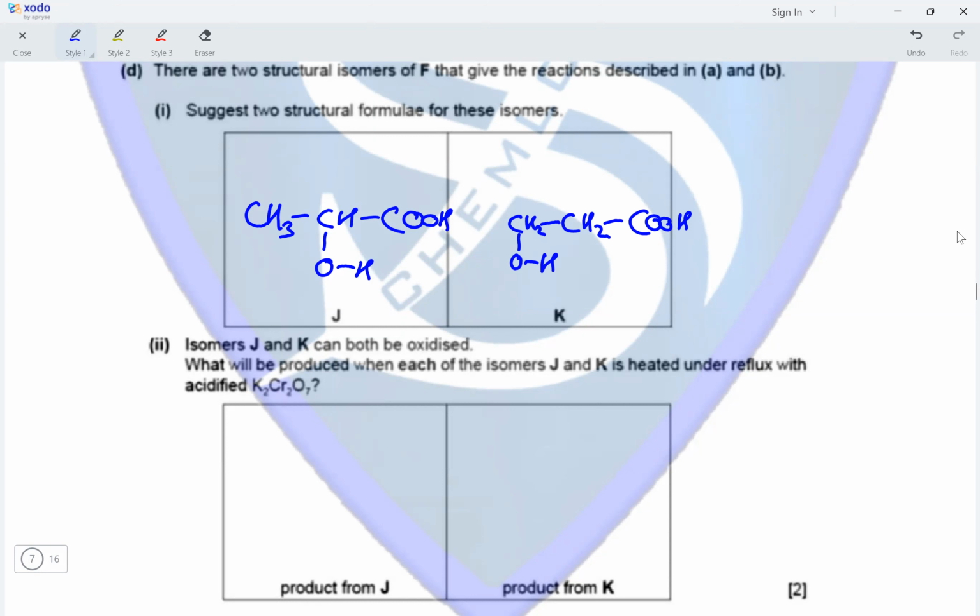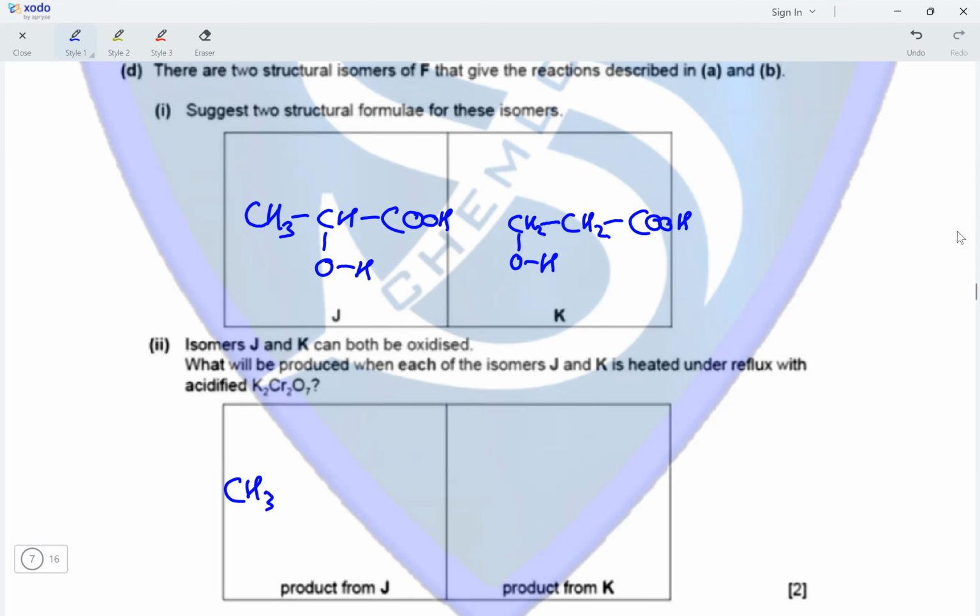Isomers J and K can both be oxidized. What will be produced when each of isomers J and K is heated under reflux with acidified K2Cr2O7? So when J is heated with acidified K2Cr2O7 under reflux, we end up with the OH group turning into a ketone group.